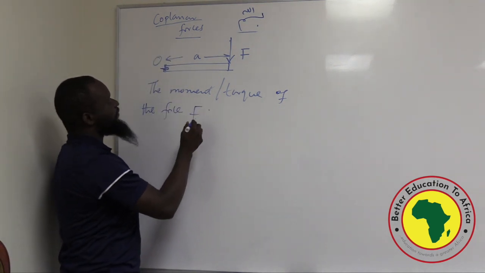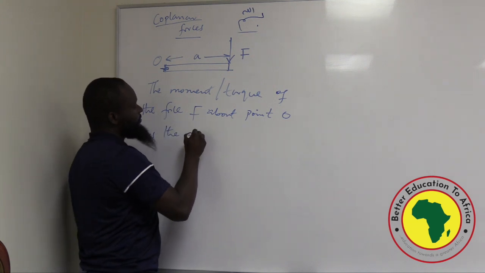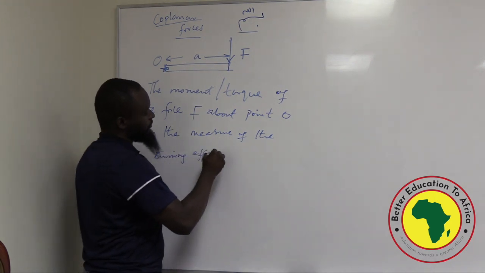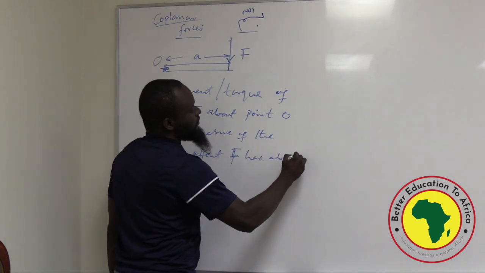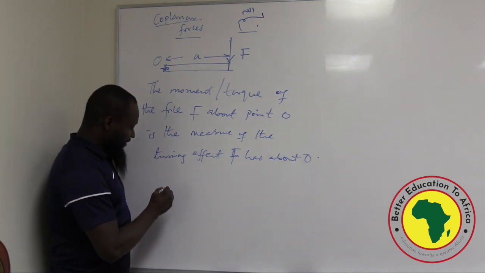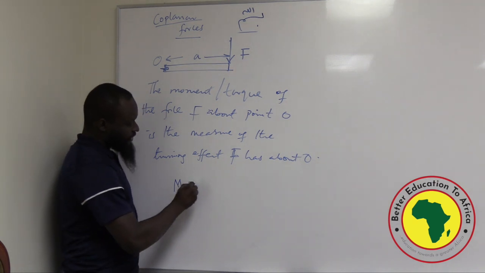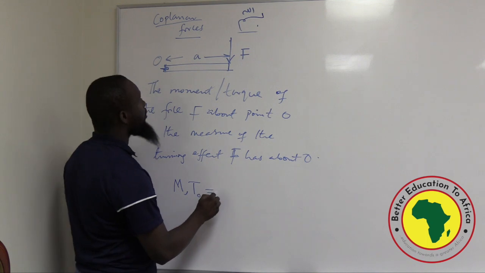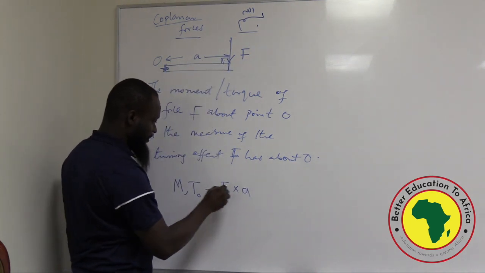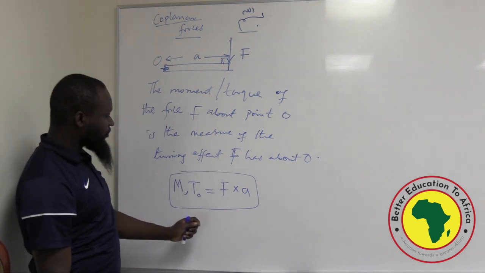So the moment or torque of the force F about point O is the measure of the turning effect F has about O, or the amount of rotation that F can give about the point O if let to rotate. So it is given mathematically that the moment of force about O, let me call it M, or you say torque T about O, equals the force multiplied by the perpendicular distance. That's very important, the perpendicular distance to the object, A. So F times A is giving us the moment of force, or the torque.